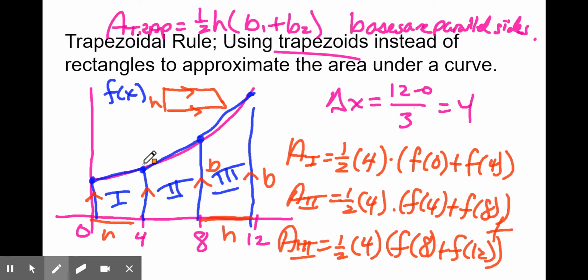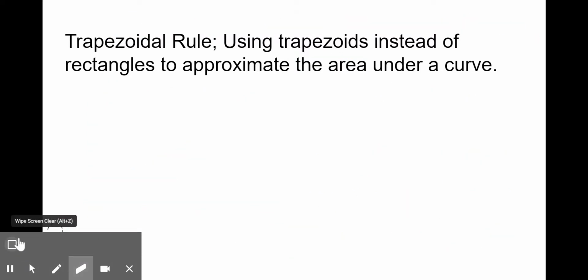And you can see the nice part about the trapezoids is that they usually fit the curve better. So there's not usually as much excess or as much that's just missing. Okay? All right, so we're going to try one here coming up momentarily.